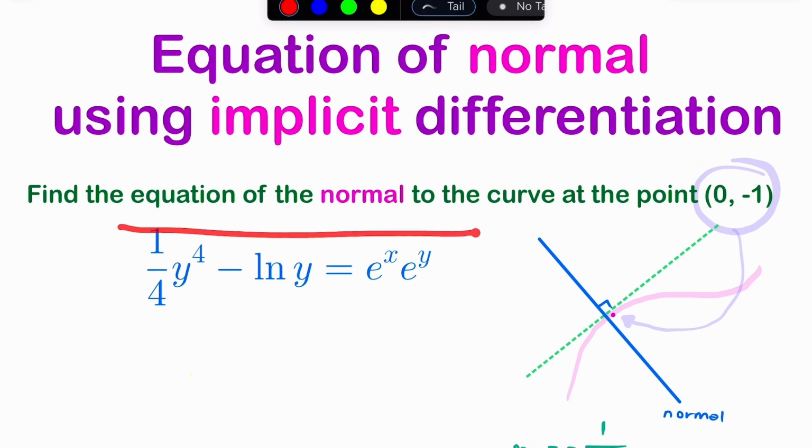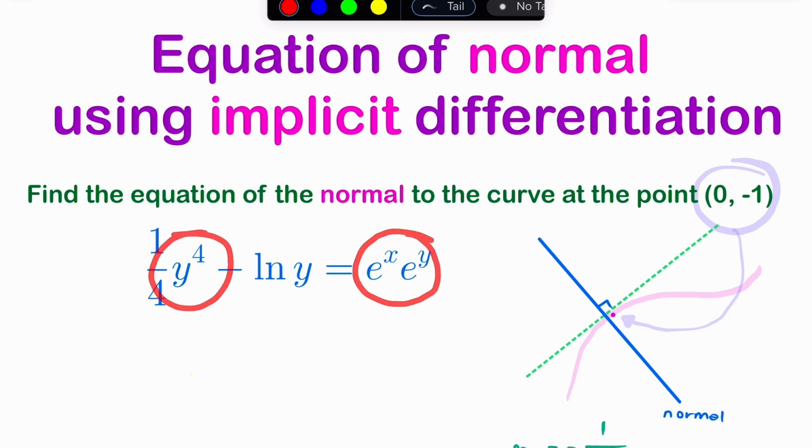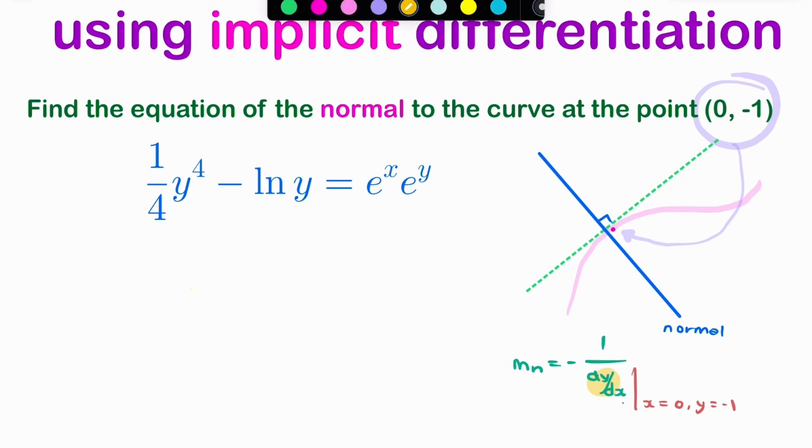So looking at the curve, because we don't have y equals, we've got y and x mixed together, we need to differentiate implicitly. And what that means is that every time you differentiate with respect to x something that involves a y, use the chain rule and multiply by dy by dx. So I'm going to differentiate this term by term.